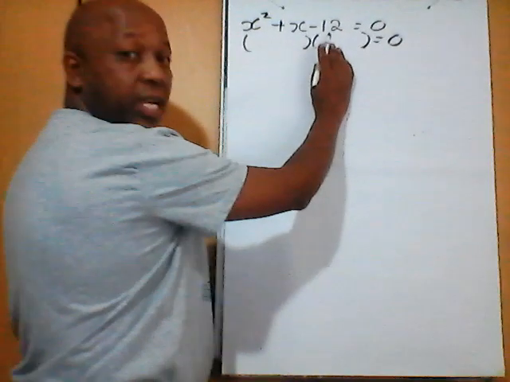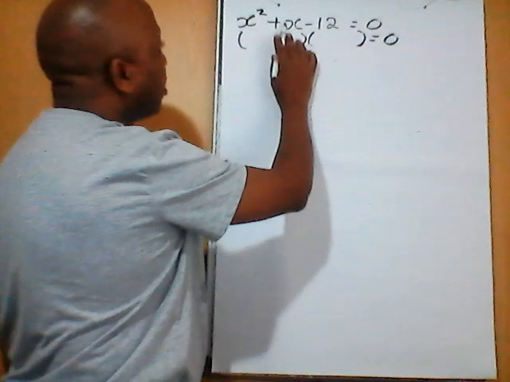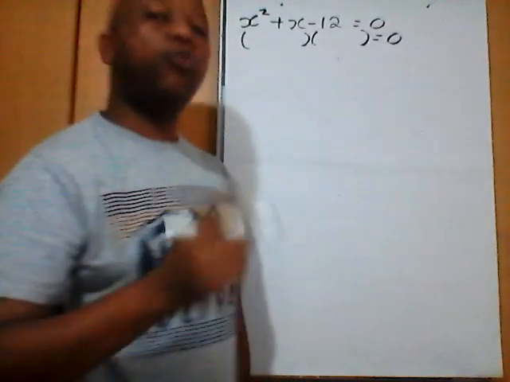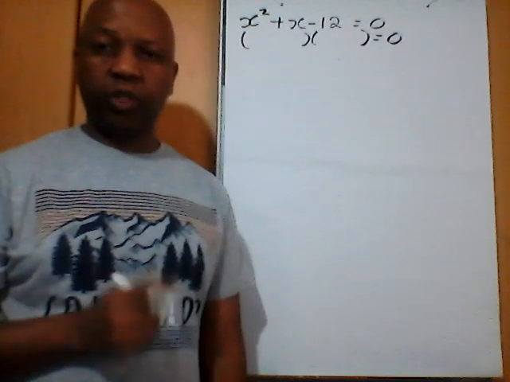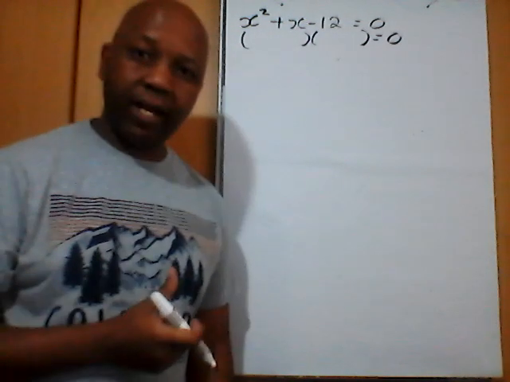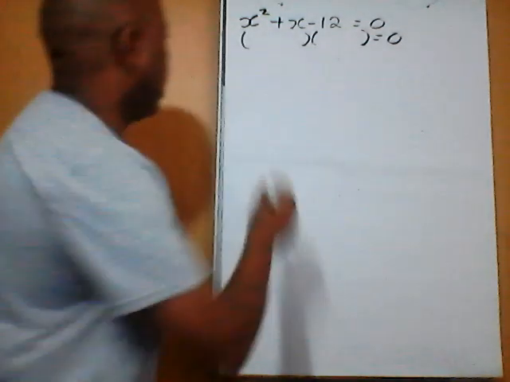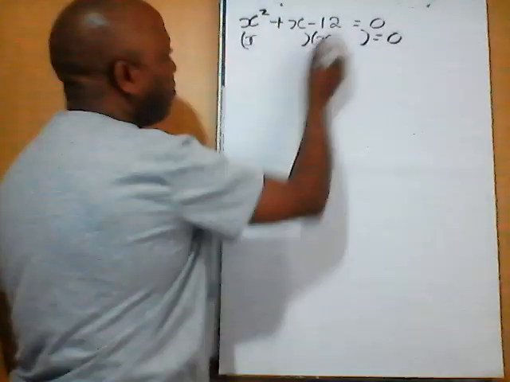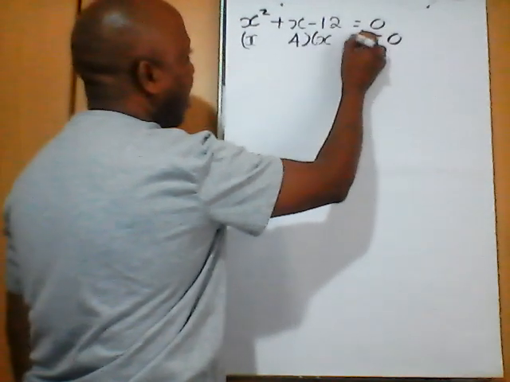The second step is we find factors of 12 that will give you 1. Two numbers when you multiply give you a 12. When you add or subtract, give you 1. And those are 4 and 3. Factors of x squared, put x and x. Factors of 12, put 4 and 3.